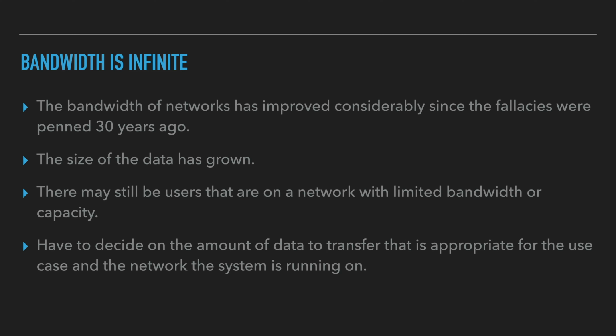We need to think about what an appropriate amount of data to transfer is for a given use case. In conclusion, there is somewhat of a conflict between fallacies 2 and 3. To work around fallacy 2, we want to transfer more data in order to reduce the number of round trips over the network. But to work around fallacy 3, we want to minimize the amount of data that is transferred to reduce bandwidth usage. We need to find the correct balance and think about the data that is transferred.